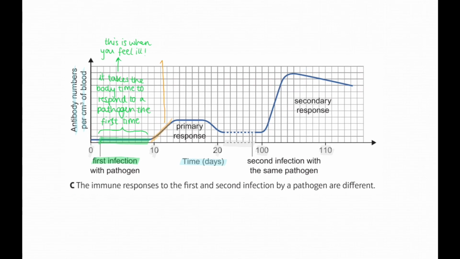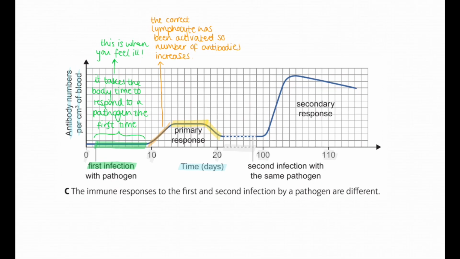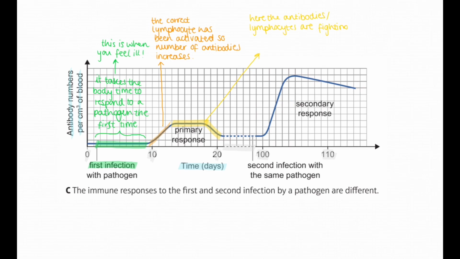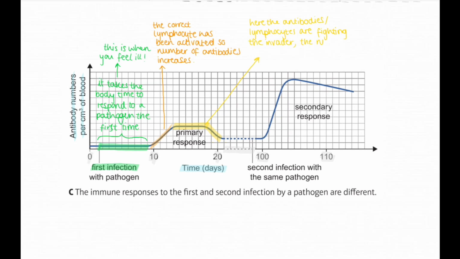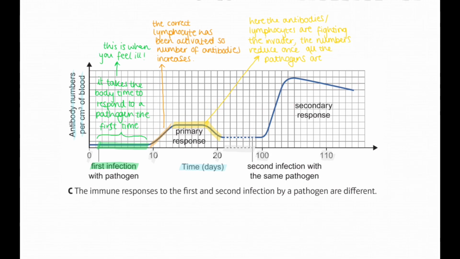Then we see a slow and steady increase in antibody numbers. So this must mean the correct lymphocyte has been activated and it's growing and dividing and growing and dividing. So there's more and more antibodies present in the bloodstream. Here, the lymphocytes are producing antibodies which are binding to the antigens on the pathogens and destroying it. So we're fighting off the pathogen here. The numbers of antibodies start to reduce once all of the pathogens have been destroyed.